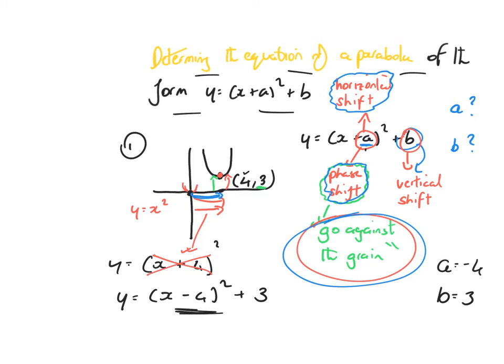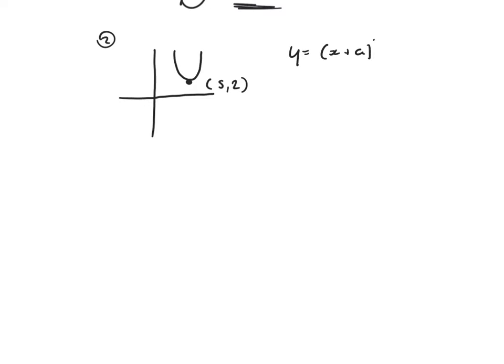Now we're going to do several examples of this with another example 2. Okay, example 2. And this time we've got a parabola which goes through the point (5, 2). Okay, so the parabola, we're told, is of the form y equals (x plus a) all squared plus b. Now we need to find what that equation is, which means we'll need to find a and we'll need to find b.